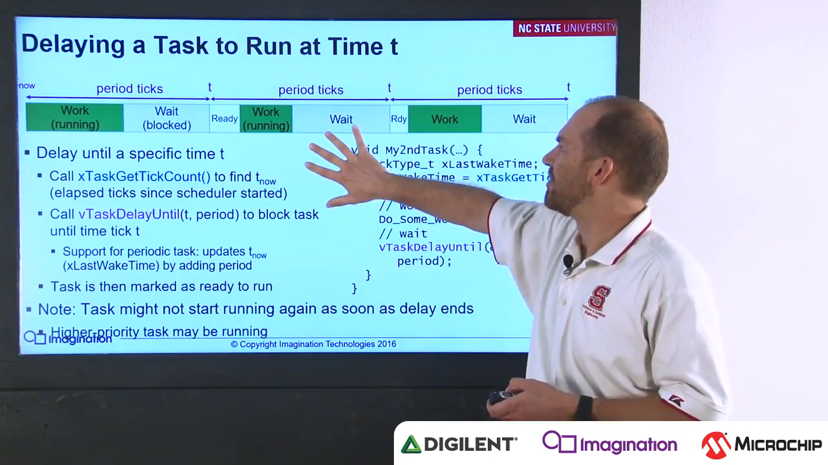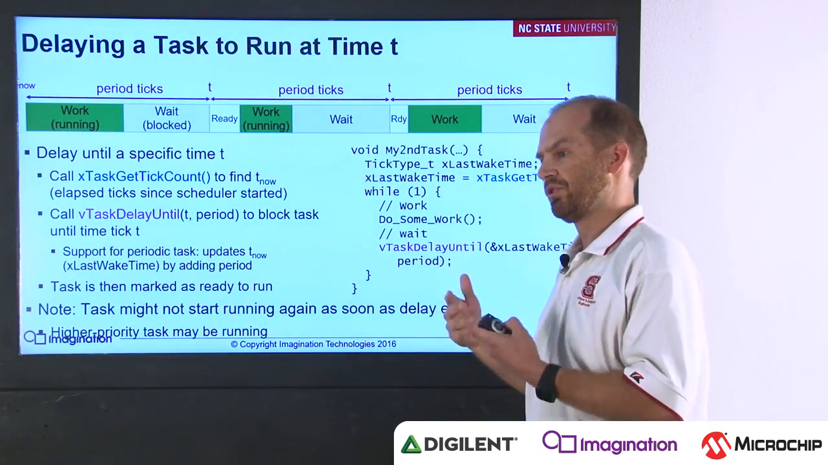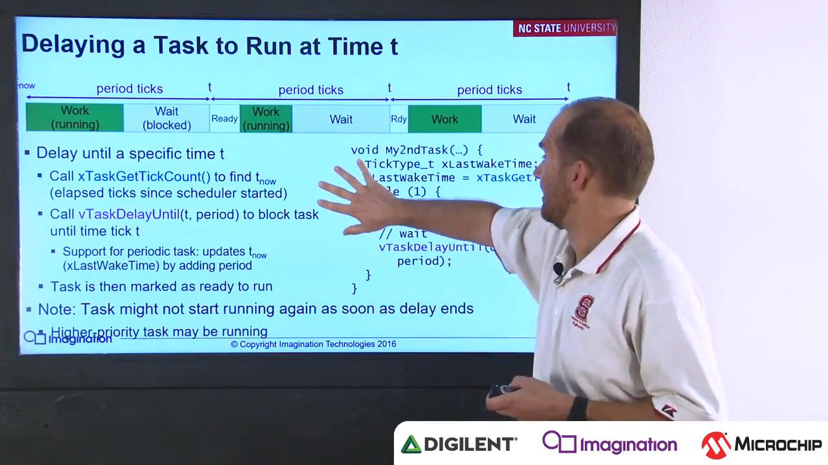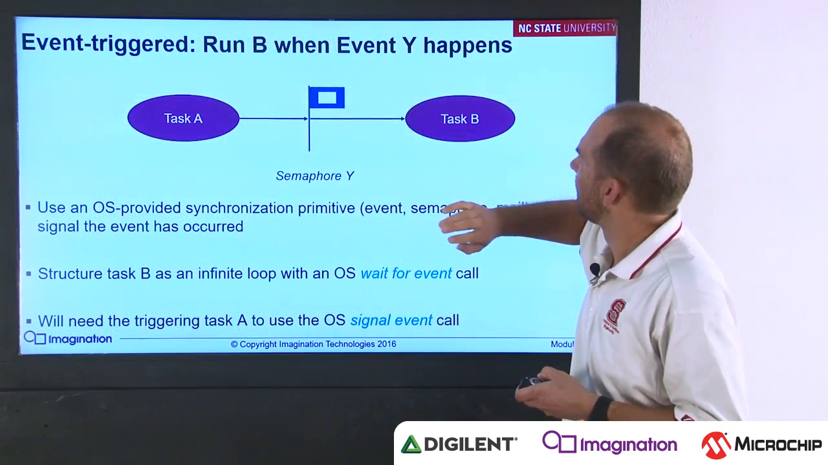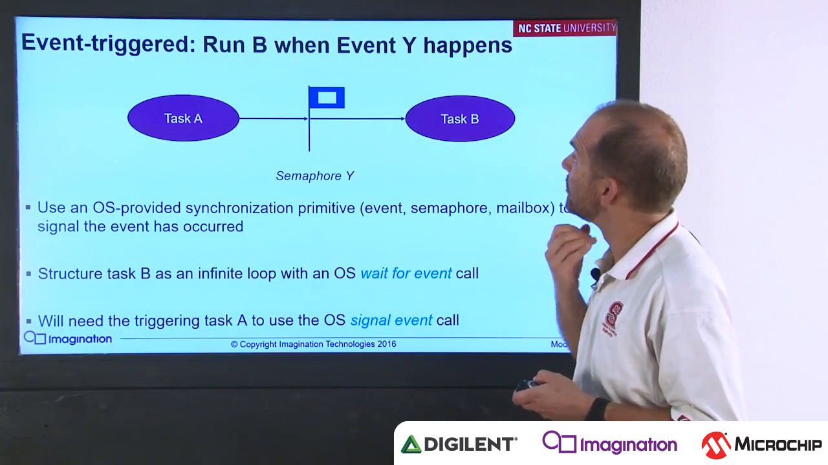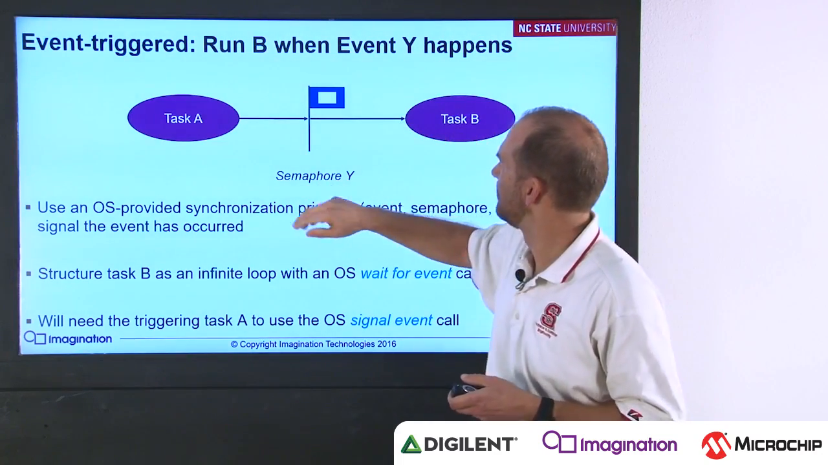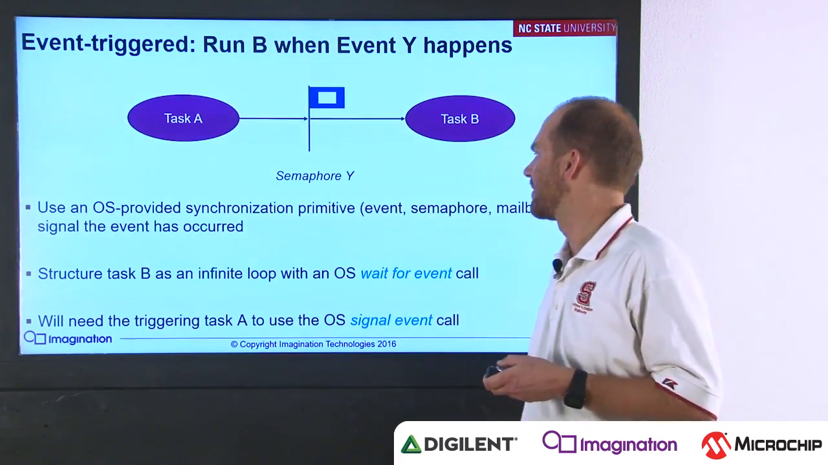We look at how we can delay a task for a certain amount of time or delay it until a certain time arrives. Both of these are necessary. We look at how to use event triggering so that we can make a task run when a certain event occurs, and that event is signaled by another task.